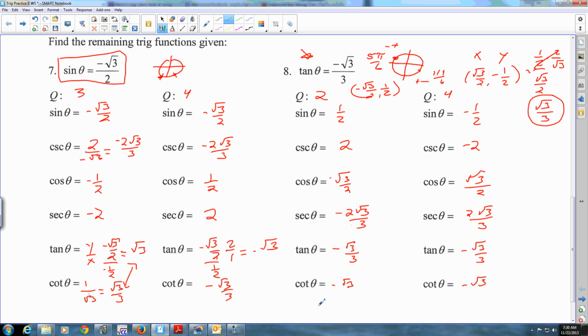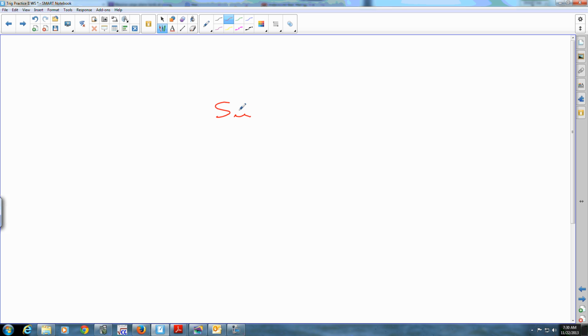The homework on the other side of the sheet is more of these. You're going to find the 2 angles that satisfy the initial condition, write what quadrants they're in. If you need to, go ahead and write the coordinates to go with it, and then you fill out using the definition for sine of theta is just your y value, cosine of theta is just your x value, and tangent of theta is going to be your y over your x, and figure out what the remaining trig functions are.